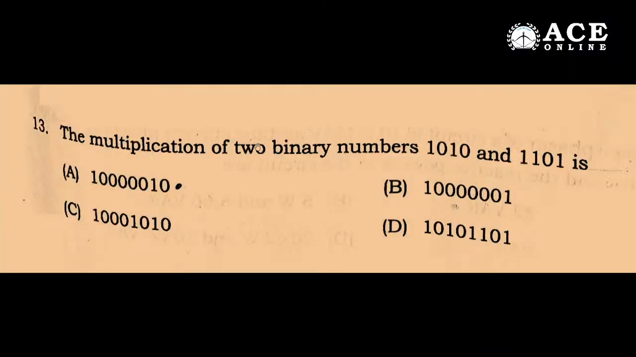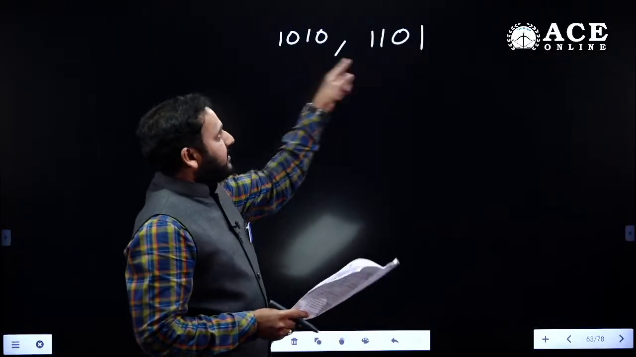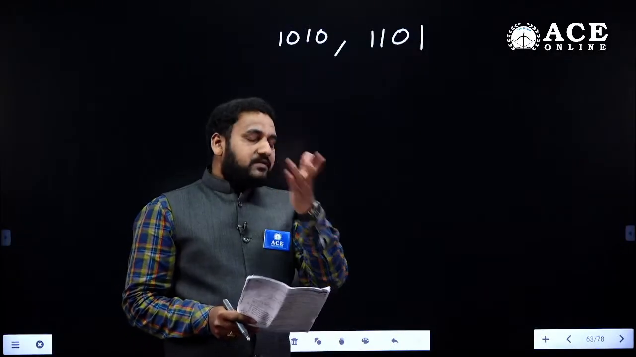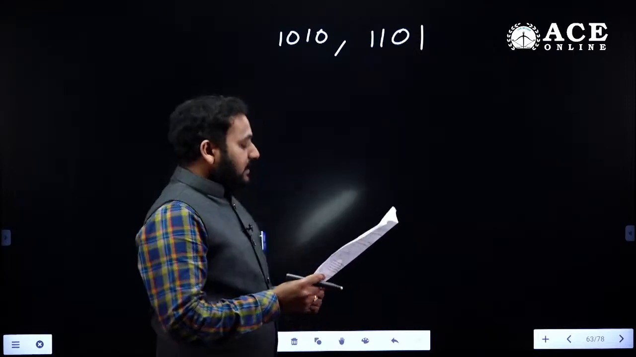The multiplication of two binary numbers 1010 and 1101 is, options are given, right? Generally students will try to solve this problem by doing binary multiplication. It is not the conventional question, right? We can directly do it.